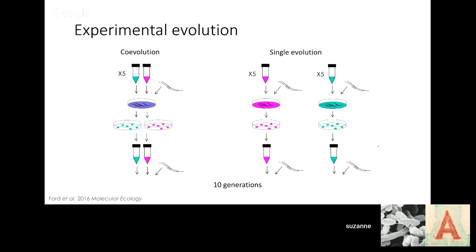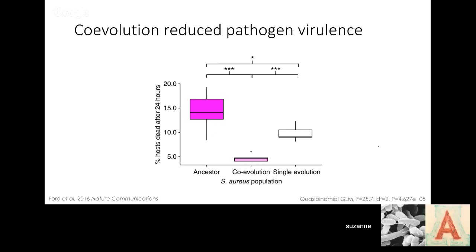What I did was basically use the same evolution experiment that I did before, but I focused on the two pathogen populations from generation 10, and I compared their virulence from the coevolution and the single evolution treatment. Here, this is the percentage of hosts that are dead after 24 hours. This is the ancestral population of the pathogen, the co-evolved population, and the singly evolved population. You can see here that the co-evolved population of the pathogen is significantly less virulent than both the ancestor and the singly evolved controls.